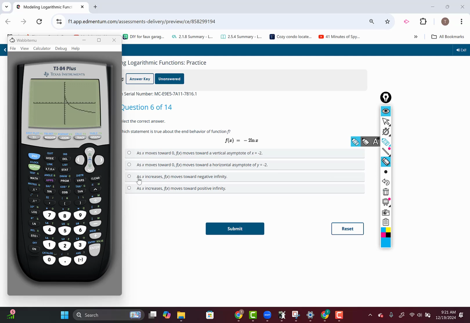Choice C: as x increases, so if x is increasing, that means we're moving to the right, y moves toward negative infinity. And I think we've got a winner because as x increases, we're moving to the right, but we're also going down. If we kept extending this, you'll see we keep moving right, x is continuing to increase, and y is continuing to decrease toward negative infinity. So C is our correct answer. We know it's not choice D because this says y is moving toward positive infinity as x increases. That means this graph would be going up as we move to the right. So C is the clear answer.